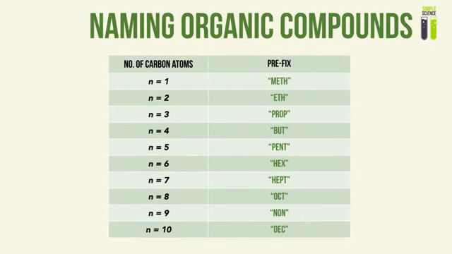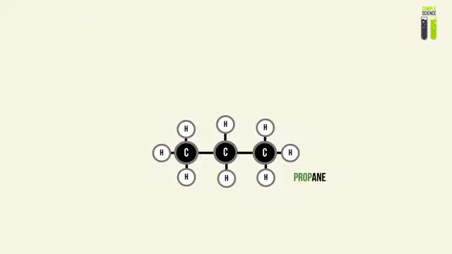So basically this is how you name organic compounds in general. You have the number of carbon atoms in a molecule and the prefix as a result. Let's look at this particular compound. It is called propane. Why? Because, as we talked about with the prefixes, it has 3 carbon atoms in its molecule, giving it a prefix of prop, and hence the alkane's name is propane.